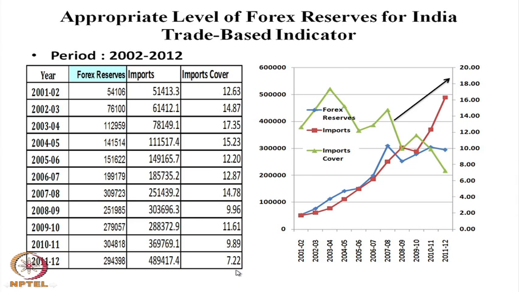With $300 billion we can cover only 7 months of import. If there is no further earning, this is an alarming situation. This situation is not good. We have to increase our exports so as to pay for our imports.